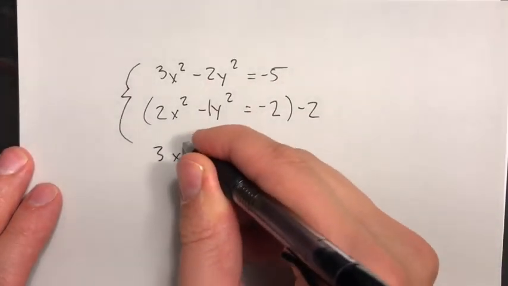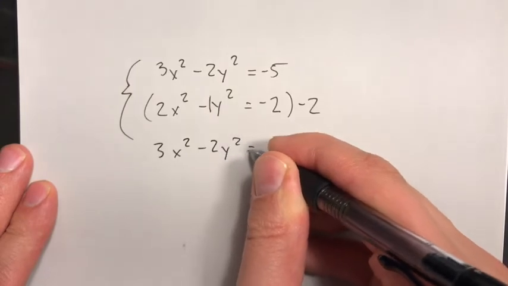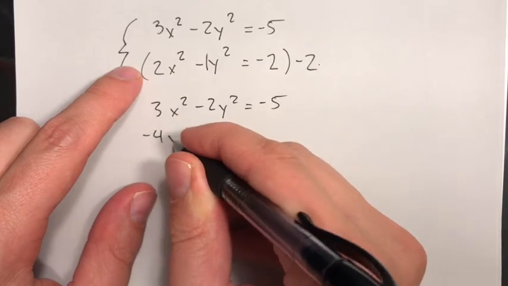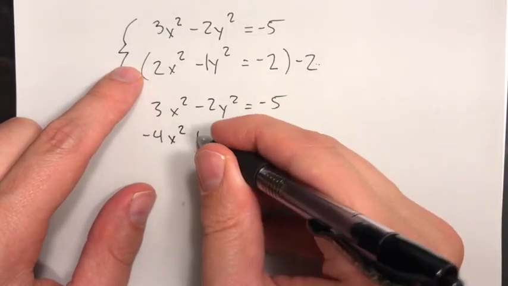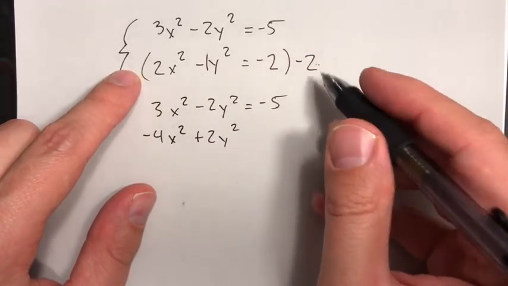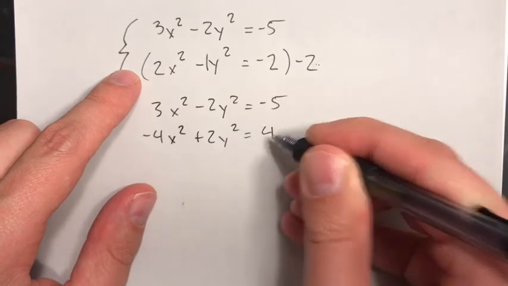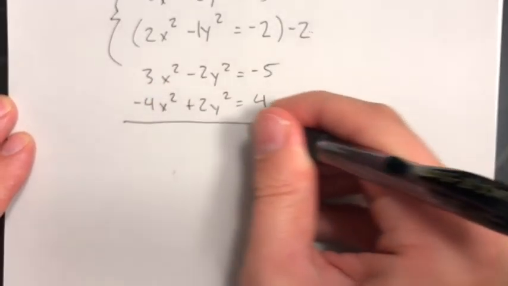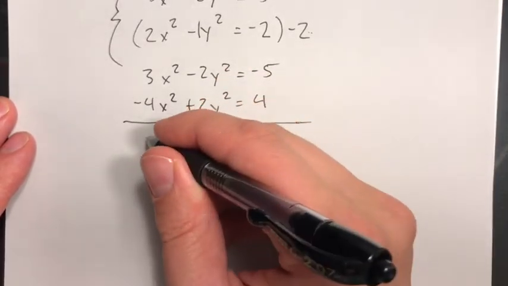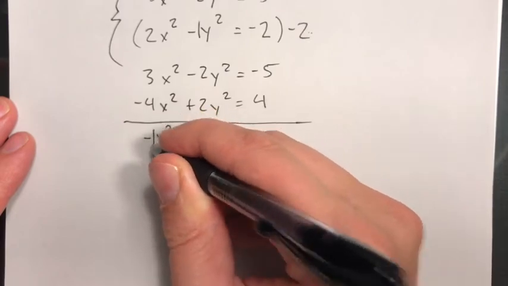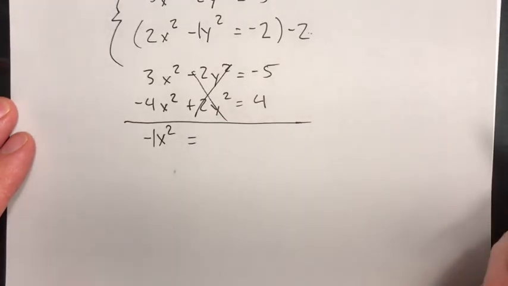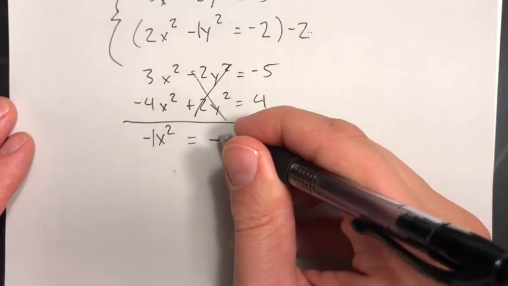I'll rewrite the top one because I really don't want to play with it much. I like it the way it is. I'm going to multiply a -2 into each of these, so it's going to be -4x squared. This is going to become a positive 2y squared, which is why I liked it, because that makes the y squareds opposite. And then -2 times -2 gives me 4. Now, when I add it together, because that's what I do in elimination, I just add straight down. I get 3x squared minus 4x squared, so that would be a negative x squared, or -1x squared. The y terms cancel, and I'm left with this equals -5 plus 4, which is -1.